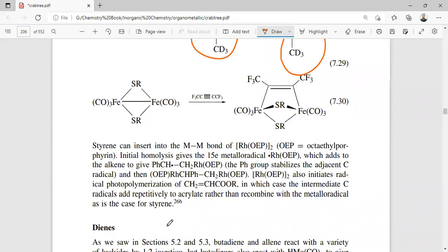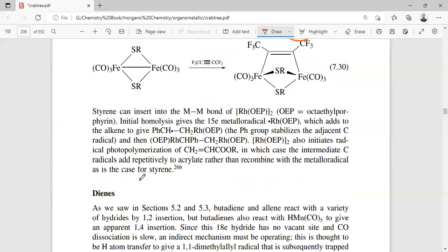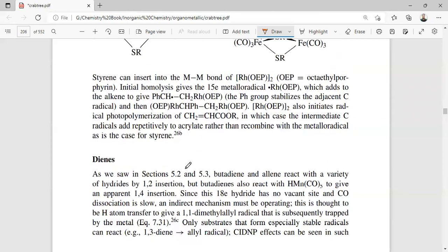Styrene can insert into the MM bond of ROCHOAP2. Initially, homolysis gives the metalloradical RHOAP, which adds to the alkene to give PhCHCH2. Then this also leads to photopolymerization, forming the intermediate C radical and repeated acrylate, where they recombine with the metalloradical.